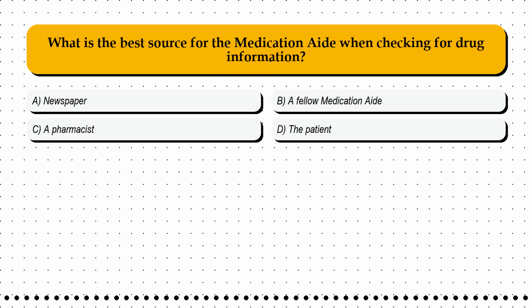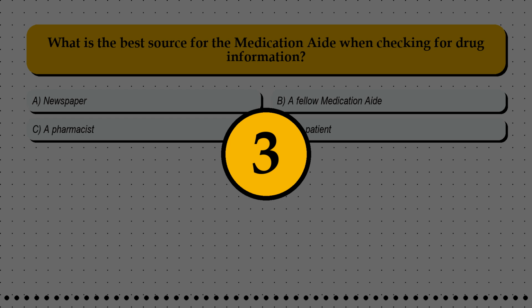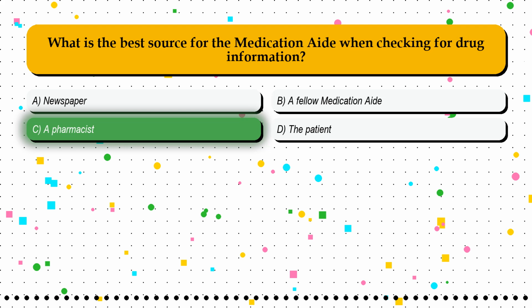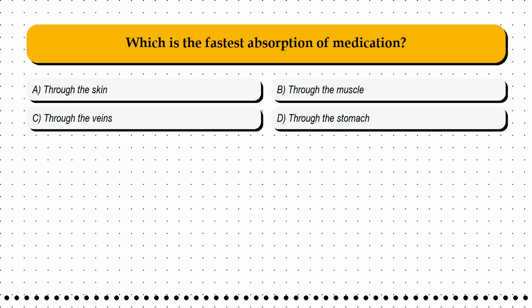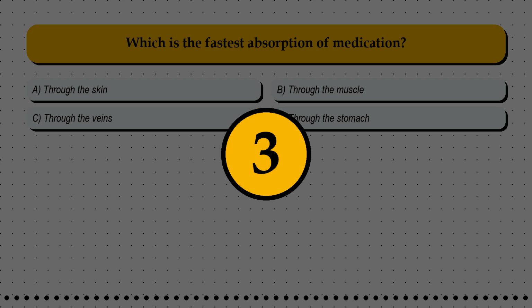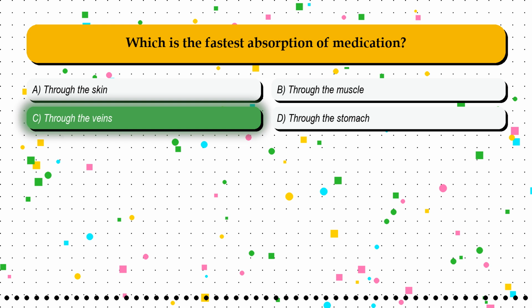Question 250. What is the best source for the medication aide when checking for drug information? Option A, newspaper. Option B, a fellow medication aide. Option C, a pharmacist. Option D, the patient. The correct answer is option C, a pharmacist. Question 251. Which is the fastest absorption of medication? Option A, through the skin. Option B, through the muscle. Option C, through the veins. Option D, through the stomach. The correct answer is option C, through the veins.